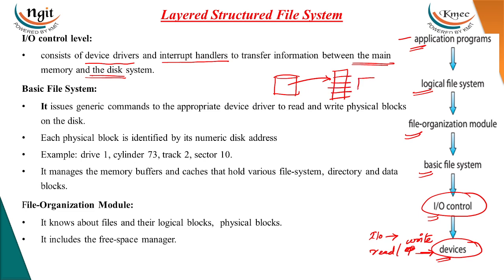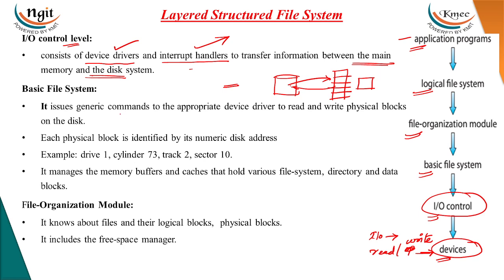Whenever the CPU wants the remaining data, the data has to be loaded into main memory. This will require one IO operation on the disk. These commands will be understood by device drivers, and we need some interrupts. The system has to use some interrupts. What those interrupts are and how they will be handled is taken care of by the I/O control level.